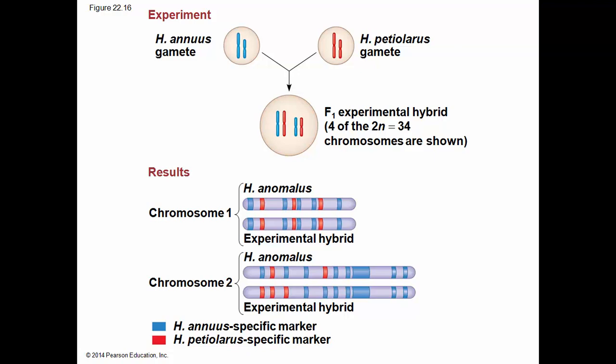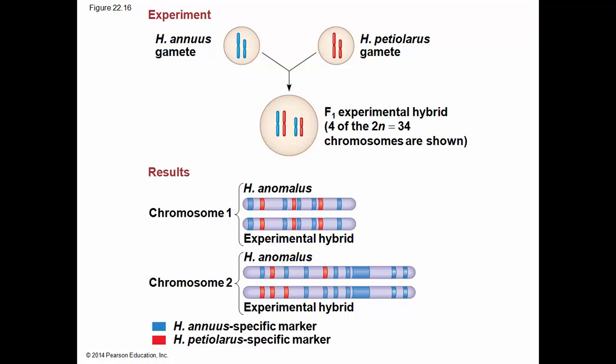Okay, so these two different sunflowers joined together. They produced an experimental hybrid, a polyploid hybrid. The chromosomes of the polyploid hybrid became more and more similar to the original population over time.